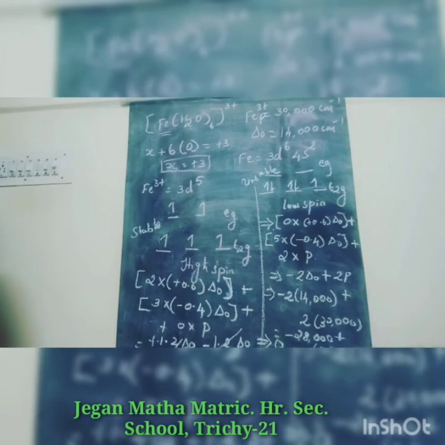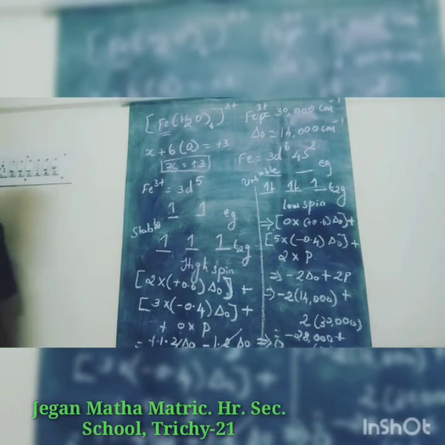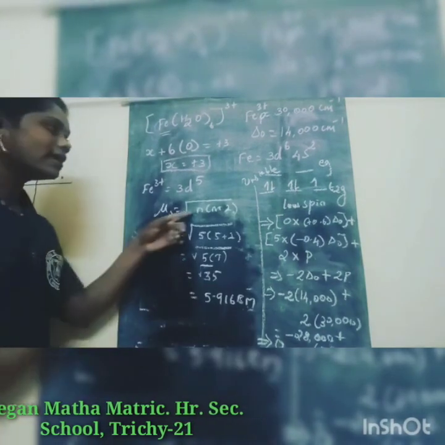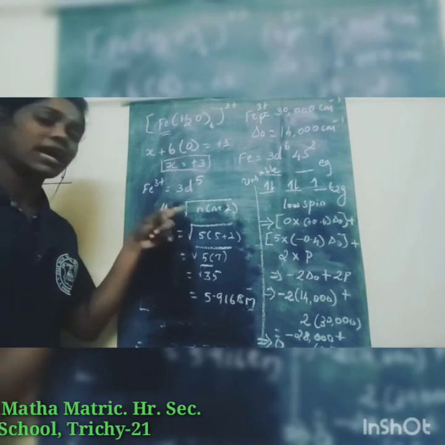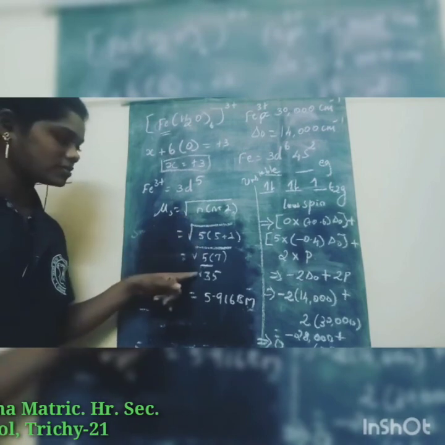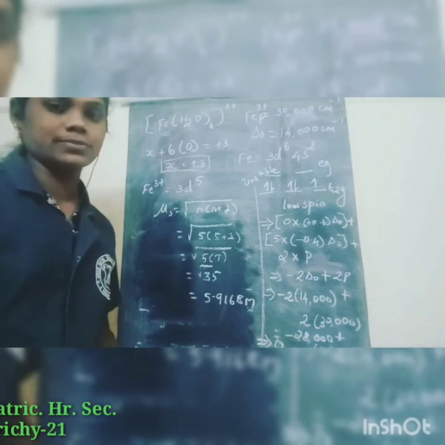And next one, magnetic moment. The magnetic moment formula is μs equal to square root of n(n+2). Because high spin is favorable, in high spin totally 5 unpaired electrons, so n is equal to 5. Apply here, so square root of 35. The square root of 35 value is 5.916 Bohr magneton.